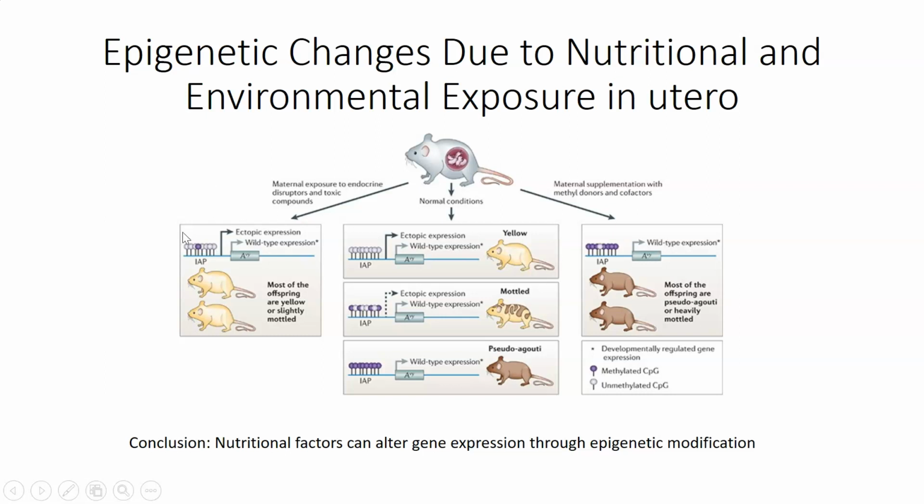How about the mice fed the toxins, the endocrine disruptors? They found that there was not much methylation. So there was high expression from this gene. And most mice were almost all yellow, maybe slightly mottled.